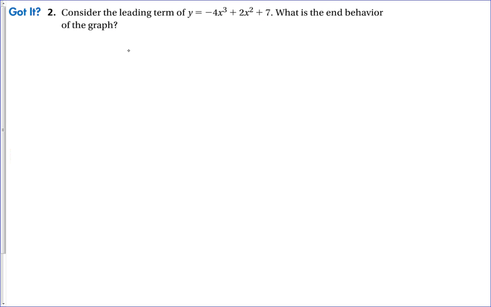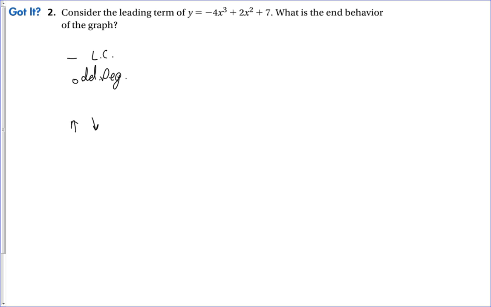All right, go ahead and do this one. Consider the leading term of y equals negative 4x cubed plus 2x squared plus 7. What is the end behavior of the graph? Go. All right, so we have a negative leading coefficient and an odd degree. So if you look at your chart, negative leading coefficient, odd degree, it should be up and down.